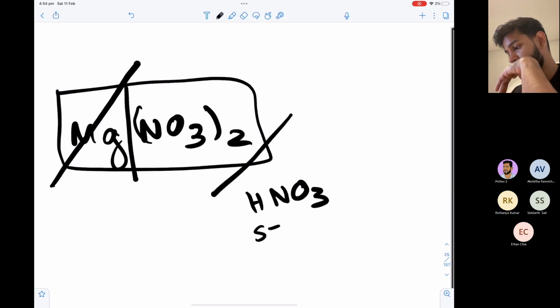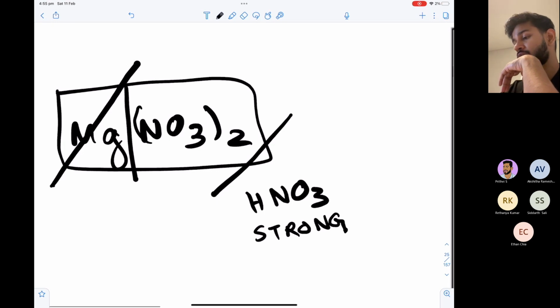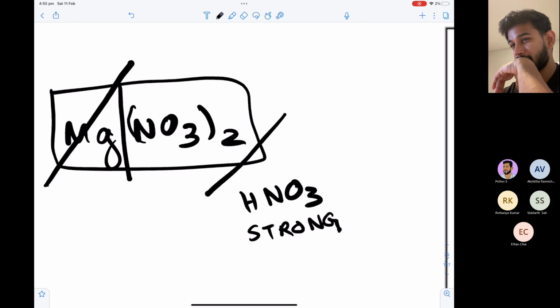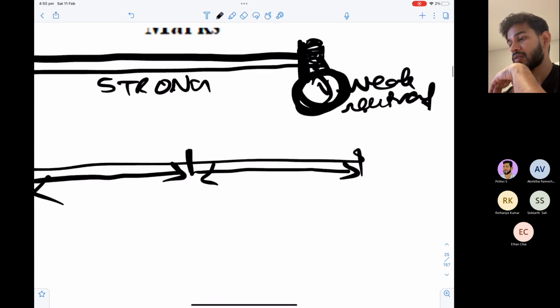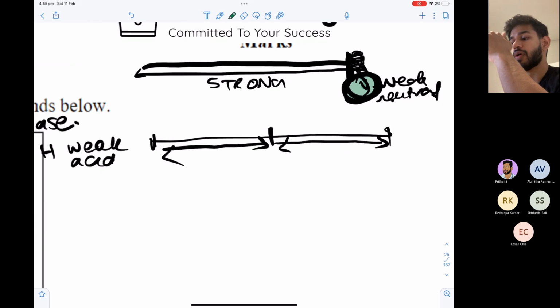Strong. Good. Ethan, what's the conjugate of a strong acid? A weak base. Oh wait. Is it? Strong acid. Yeah, strong acid. Very weak. Remember, you can't forget again, okay? Very important. The conjugate of a strong acid is very weak or neutral, right?